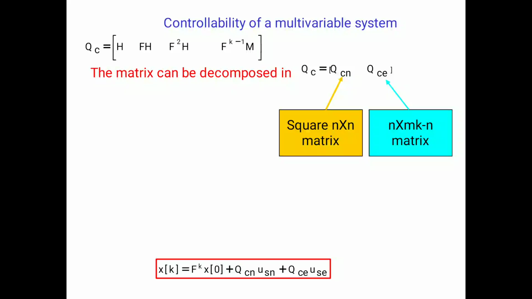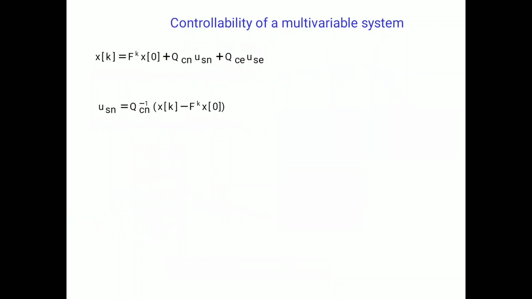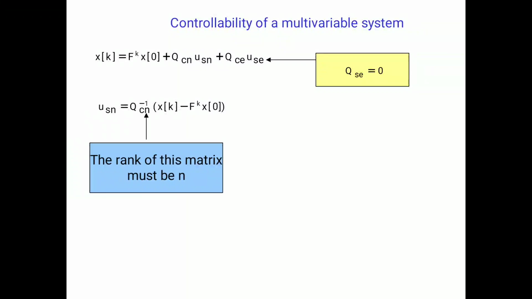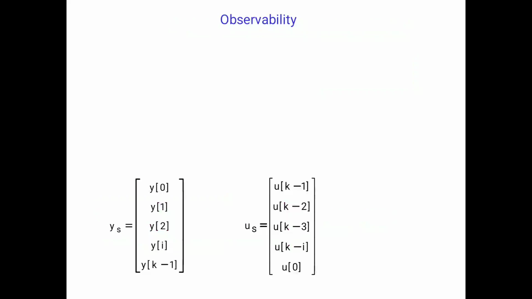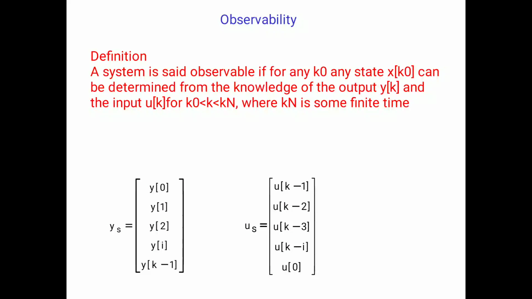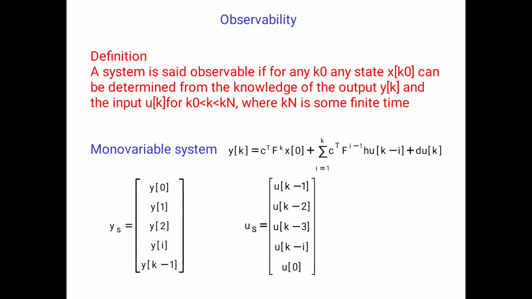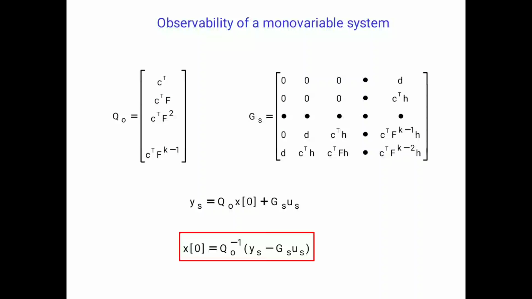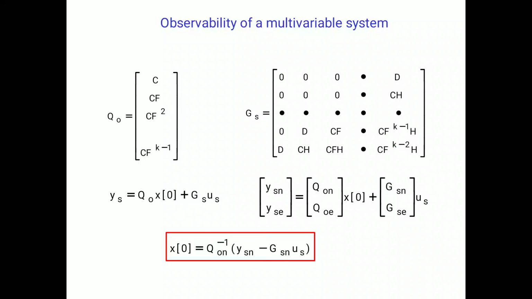The matrix that we are finding, its rank is important here. This is all the analysis regarding controllability. So the rank of the matrix must be n. That is the case for controllability. And for observability, the rank of the matrix that we will see here for the monovariable system is given. These are the two matrices, and they should satisfy this condition.